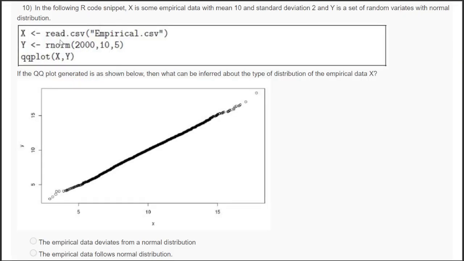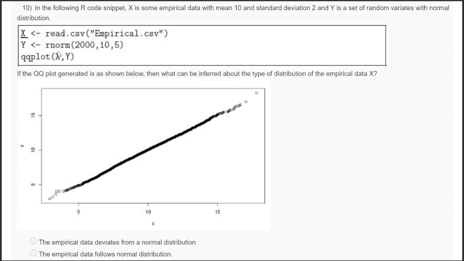So the last question, the 10th question. In the following R code snippet, X is the empirical data with mean 10 and standard deviation 2, and Y is a set of random variates with normal distribution. They are asking us to make a QQ plot, where we have to infer some conclusion from the plot we obtain. Empirical data is read and assigned to x. Empirical data can be from an experiment or simulated data. Y is the generated one.